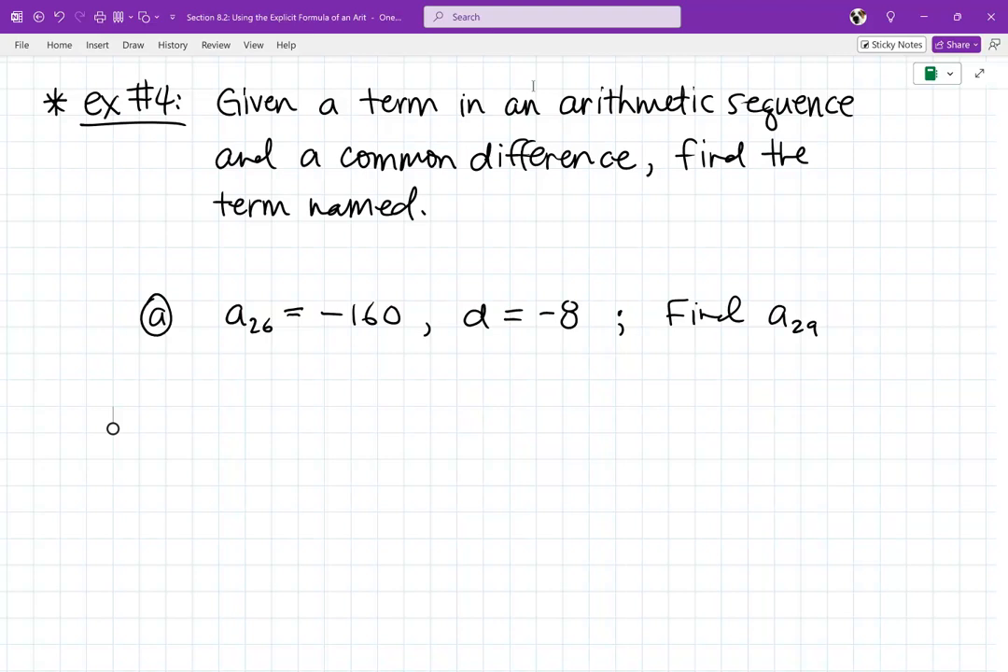Can anybody maybe think about this really quick? They gave me a sub 26. They tell me that d is -8, and they want a sub 29. What's one way you could do this? What do you think is the easiest way to do this? Maybe what makes sense to you? You're going from a sub 26 to a sub 29, knowing your common difference is -8. Anybody have an idea?